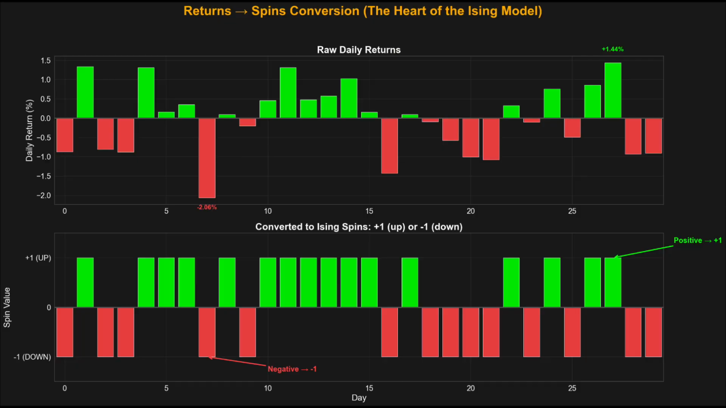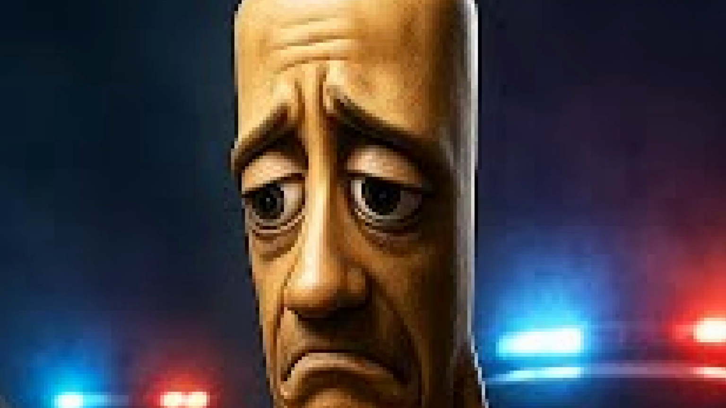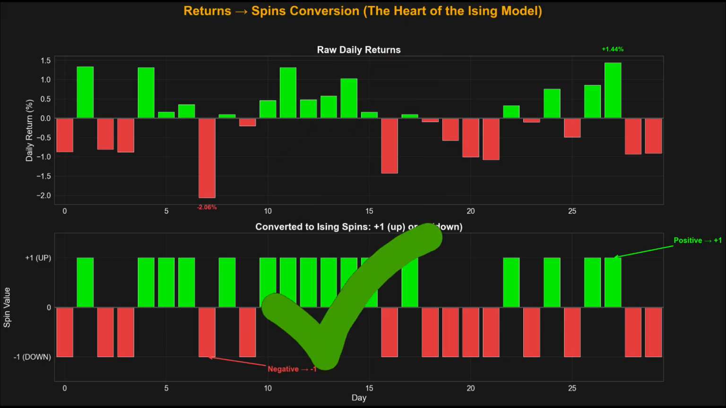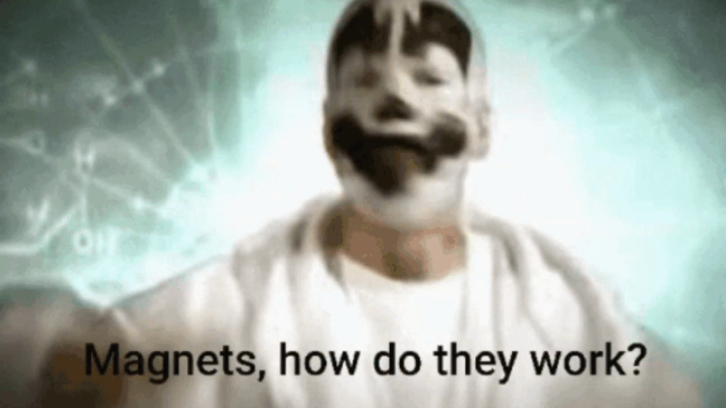Now here's the cursed idea. Markets also move in spins. An up day equals a +1. A down day is a -1. So instead of prices, I converted the market into a line of spins. Nice. It's literally a magnet problem.